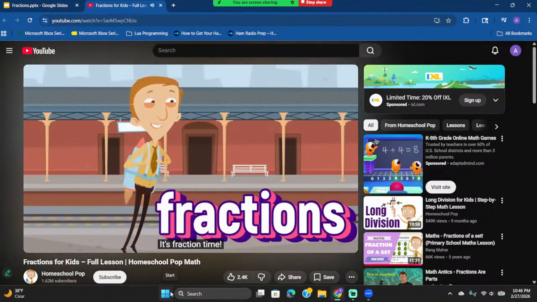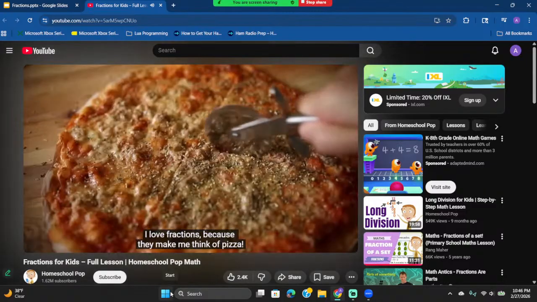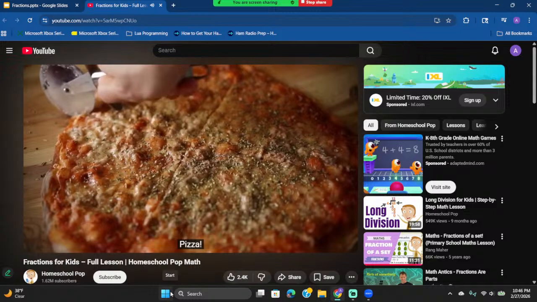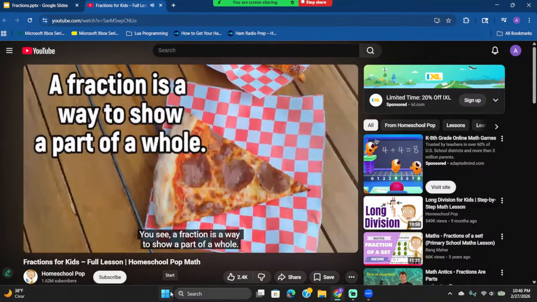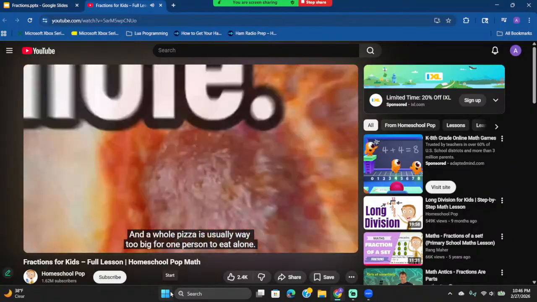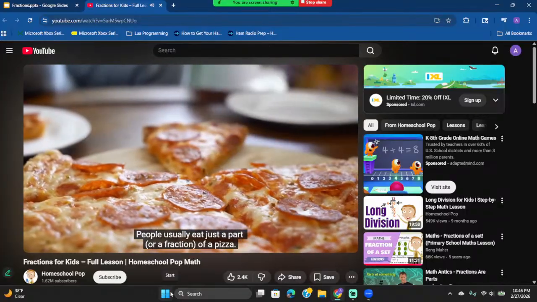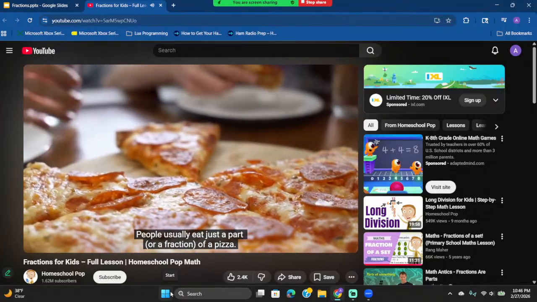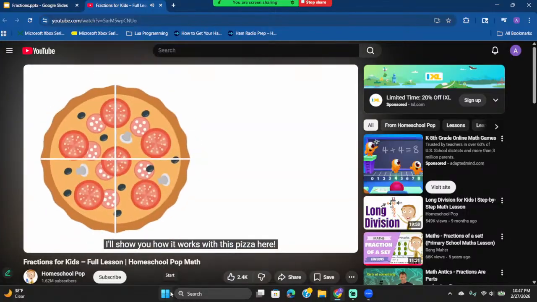It's fraction time! I love fractions because they make me think of pizza. Yeah, pizza. You see, a fraction is a way to show a part of a whole. And a whole pizza is usually way too big for one person to eat alone. People usually eat just a part or a fraction of a pizza. I'll show you how it works with this pizza here.